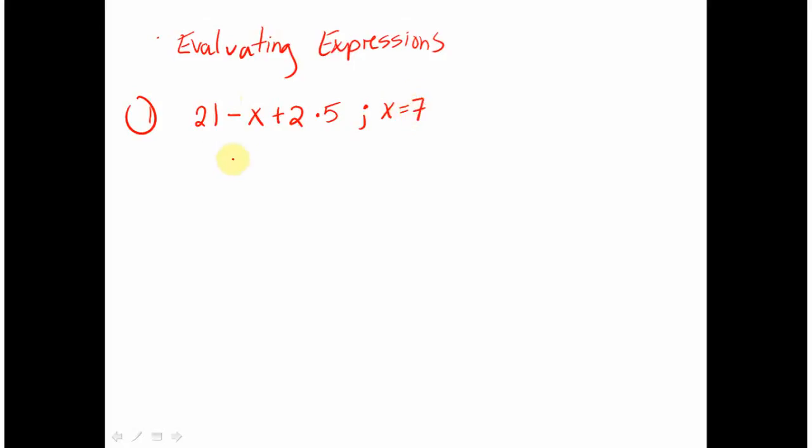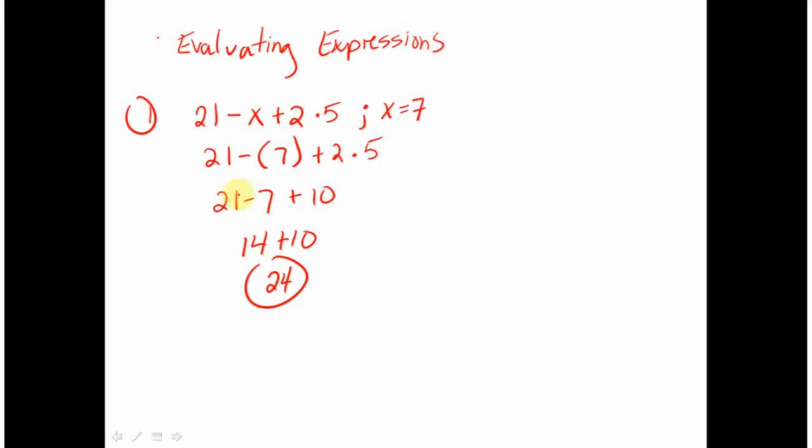is equal to 7. So what I'm going to do here is I'm going to say that 21 minus, instead of x, we're going to put in a 7 in parentheses. You always put your number in parentheses when you substitute it in. We're going to add 2 and multiply by 5. So now you follow the order of operations. We're going to say 21 minus 7 plus 10. Then we're going to go from left to right. If we subtract 7 from 21, we have 14 plus 10, and that gives us 24.